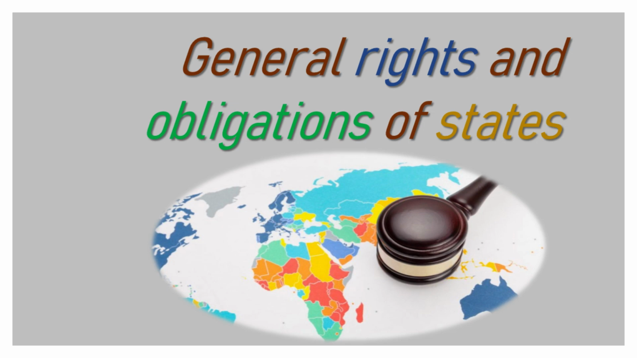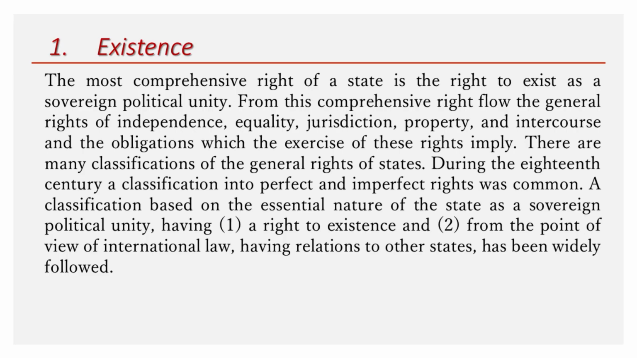General rights and obligations of states. 1. Existence. The most comprehensive right of a state is the right to exist as a sovereign political unity. From this comprehensive right flow the general rights of independence, equality, jurisdiction, property, and intercourse, and the obligations which the exercise of these rights imply.